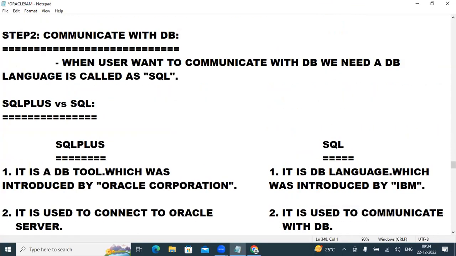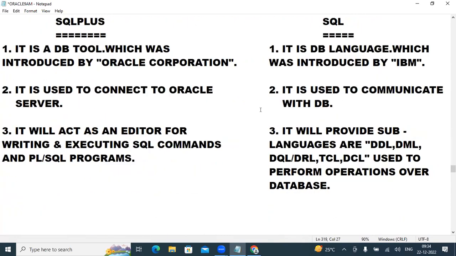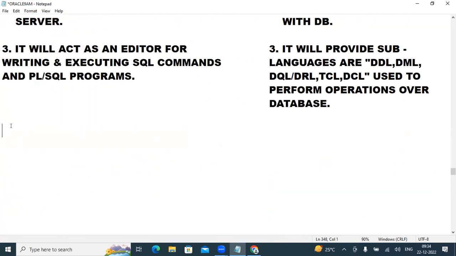And now I will show you my first step: how to connect to the Oracle database server. This is important for you.